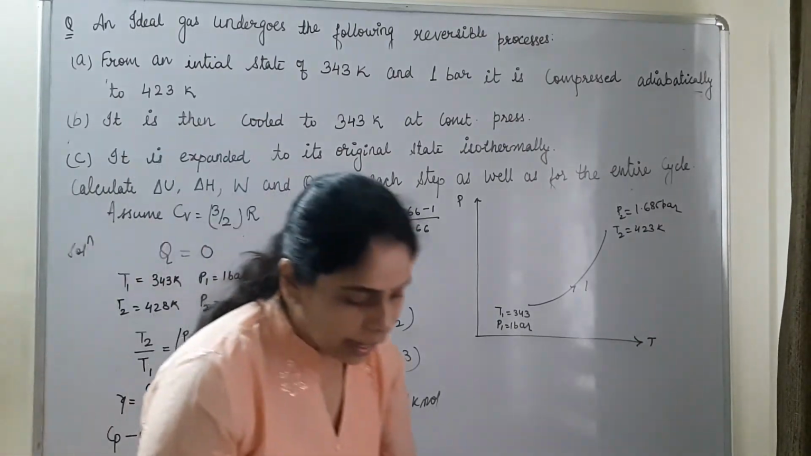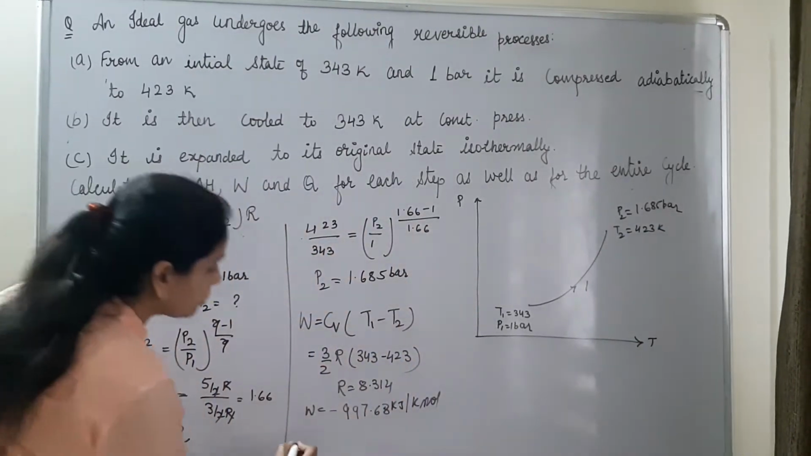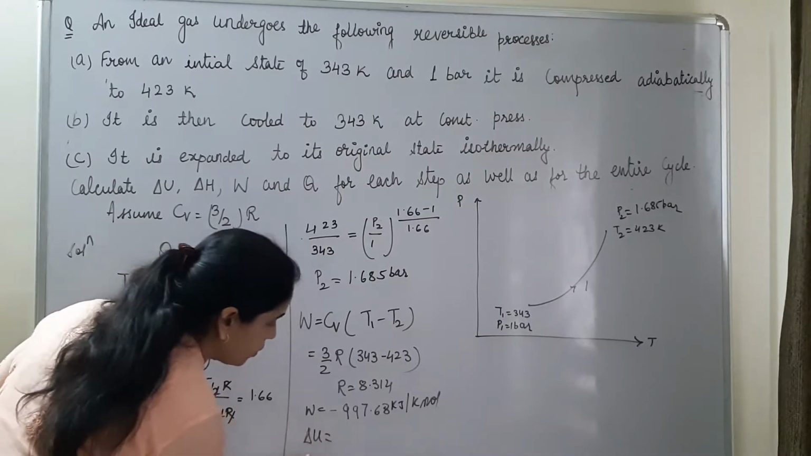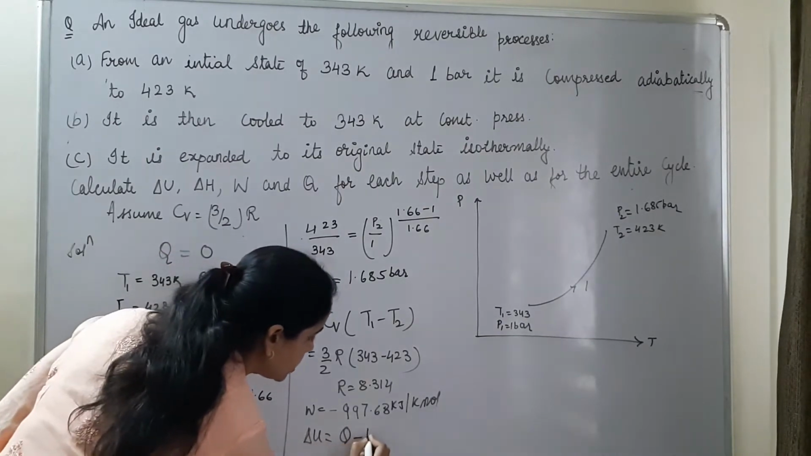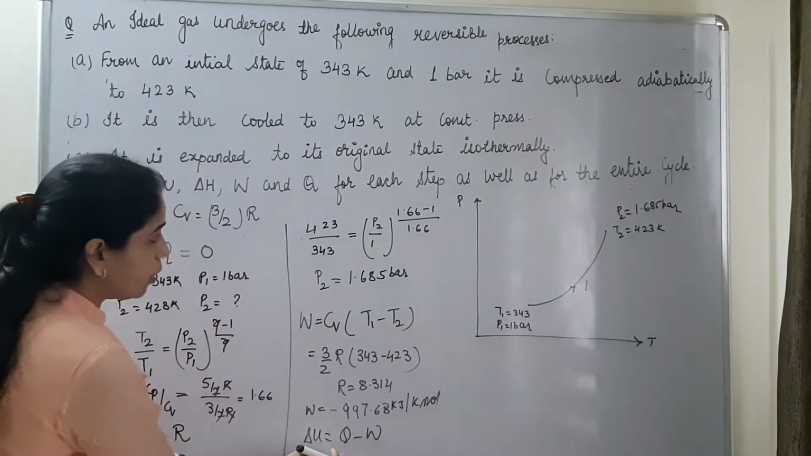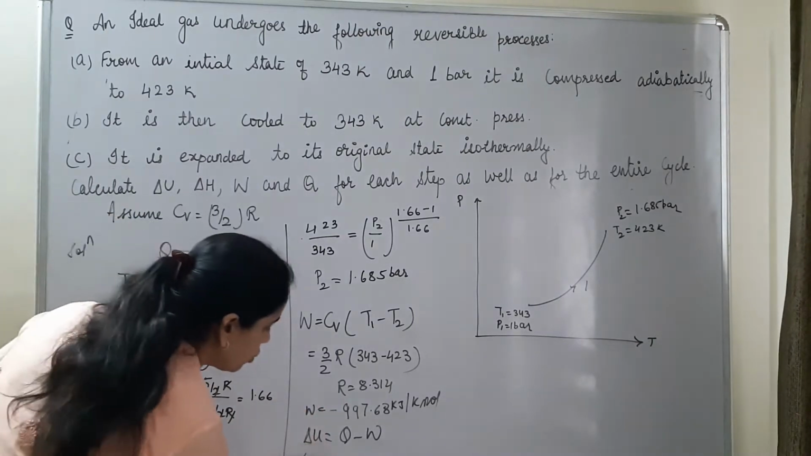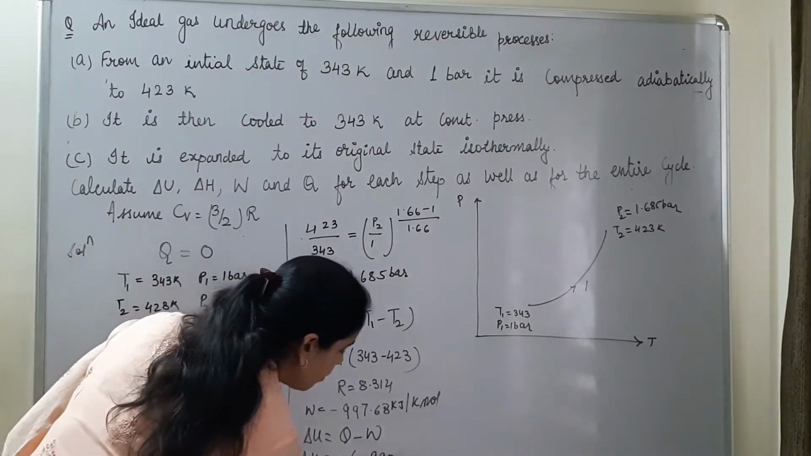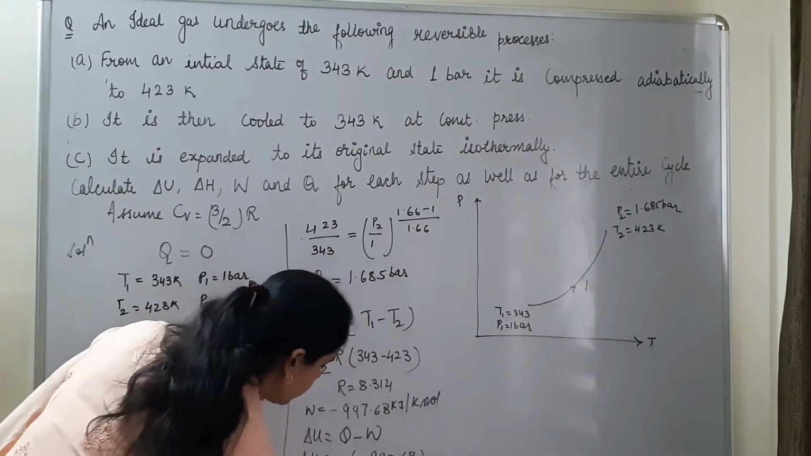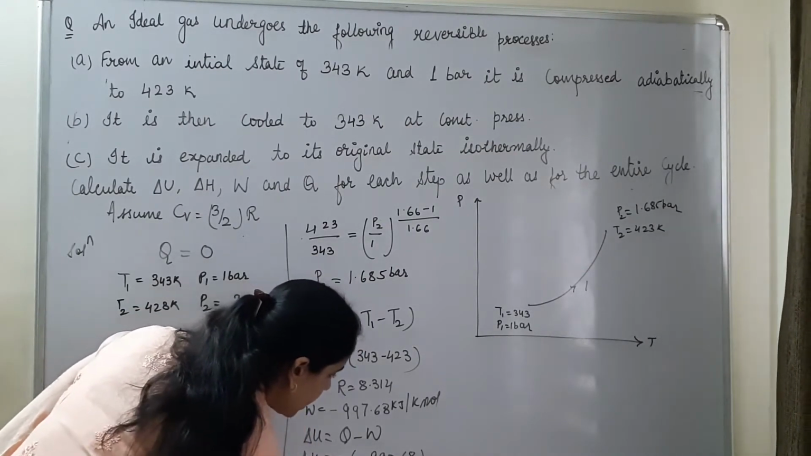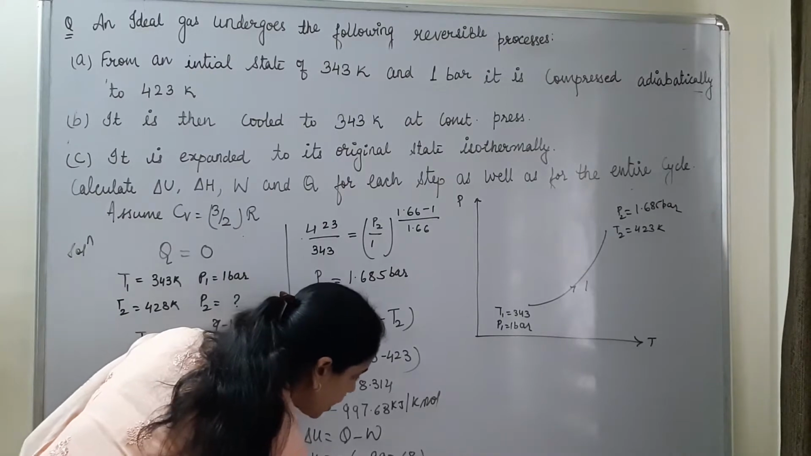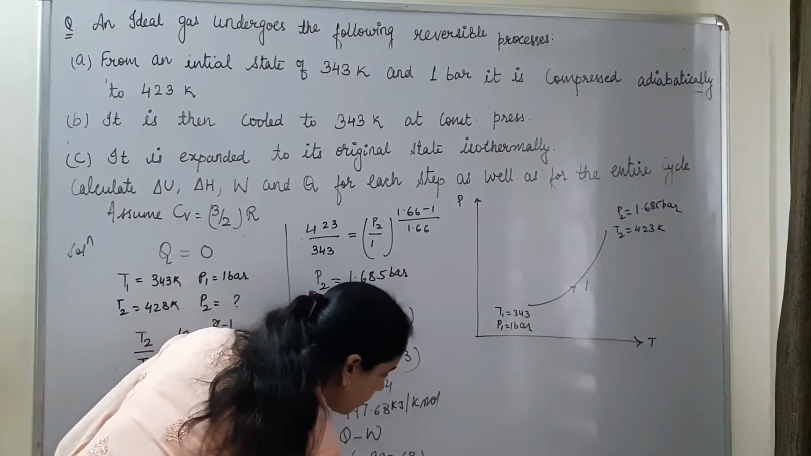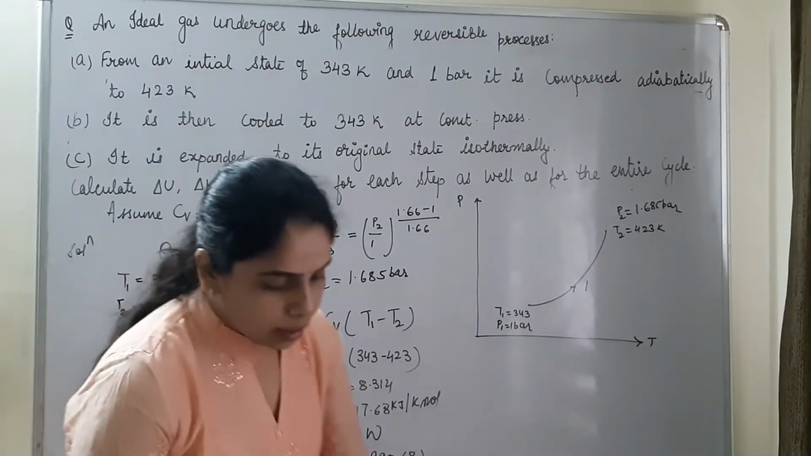Now we need to find out delta U next. So delta U, from the first law of thermodynamics, is Q minus W. Q is 0 for any adiabatic process. So delta U becomes minus of minus 997.68, so this will be positive 997.68 kilojoule per kilomole.